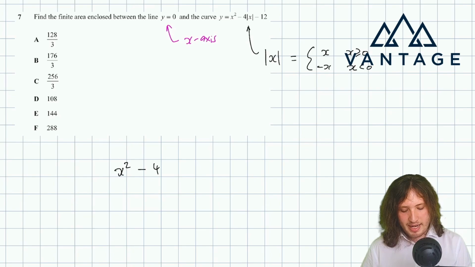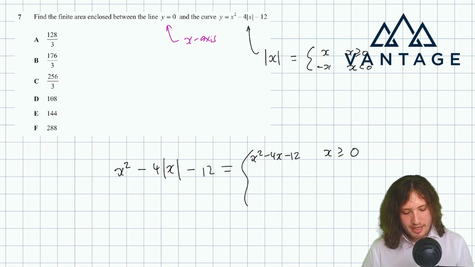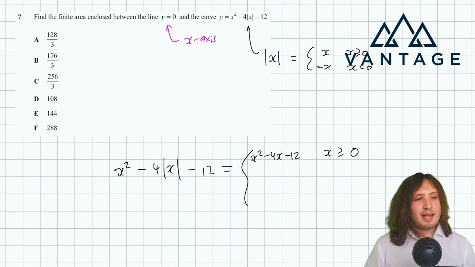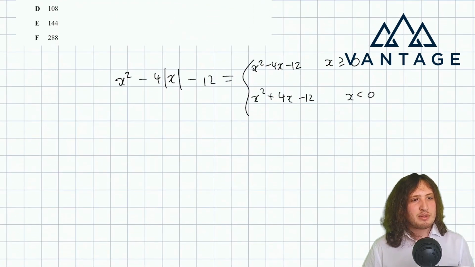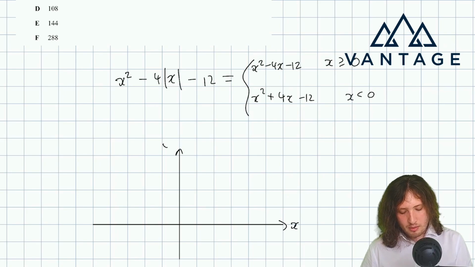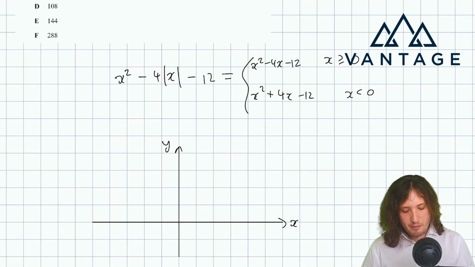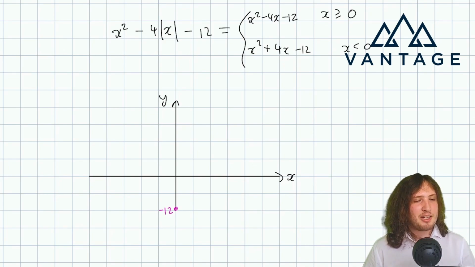I can see that x squared minus 4 modulus x minus 12 is going to have 2 formulae. So when x is at least 0, the modulus of x is just x, so it reads x squared minus 4x minus 12. If x is negative, then that modulus x actually becomes a minus x, minus minus makes plus 4x on that term there. So it's really easy to write down a piecewise formula, and now we can produce a sketch. So, first of all, what happens at x is 0? Well, at x is 0, both of our formulae agree. They say that we're down at minus 12. Of course, it's not important that this sketch is to scale.